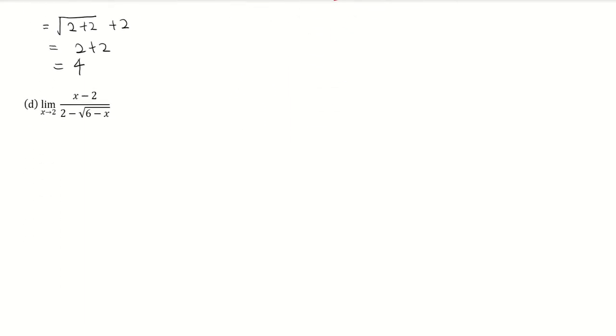Okay, D. Limit of x approaches 2 for the function (x minus 2) over (2 minus square root of 6 minus x). If we substitute directly, we will get 0 over 0. So we need to multiply by the conjugate. The conjugate of the denominator is 2 plus square root of 6 minus x, and we also need to multiply this conjugate in the numerator.